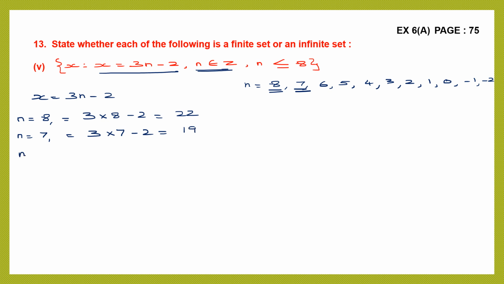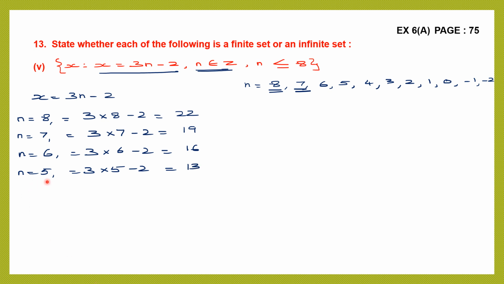Now when n is equal to 6, 3n will be 3 into 6 minus 2. 3 6s are 18, minus 2 is 16. When n is equal to 5, this will be 3 into 5 minus 2, which is 3 5s are 15, minus 2. 15 minus 2 is 13. So let's write 13 there. This is 13.